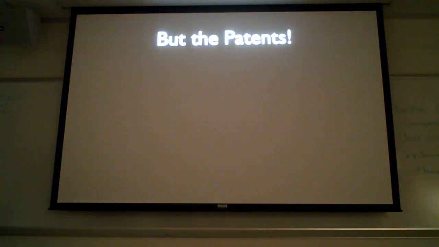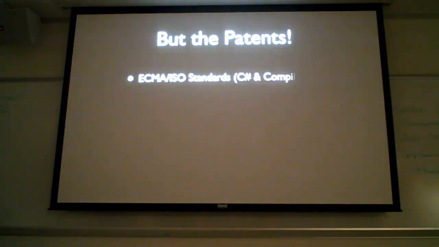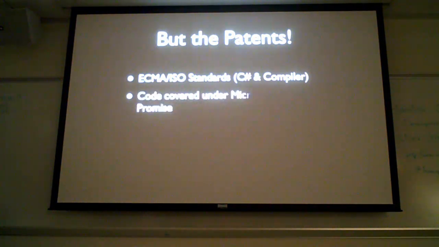So everybody always screams about the patents when you bring up the conversation about Mono cross-platform. First off, the compiler and the language itself are actual standards, so anybody can implement their own implementation legally. Code is covered under the Microsoft Community Promise. Without going into a lot of detail, basically Microsoft came out a few years ago and said, we will not sue the creators or anybody that is using Mono to write C# applications. And this was a big deal. You can go search the Microsoft.com website and find the press release.